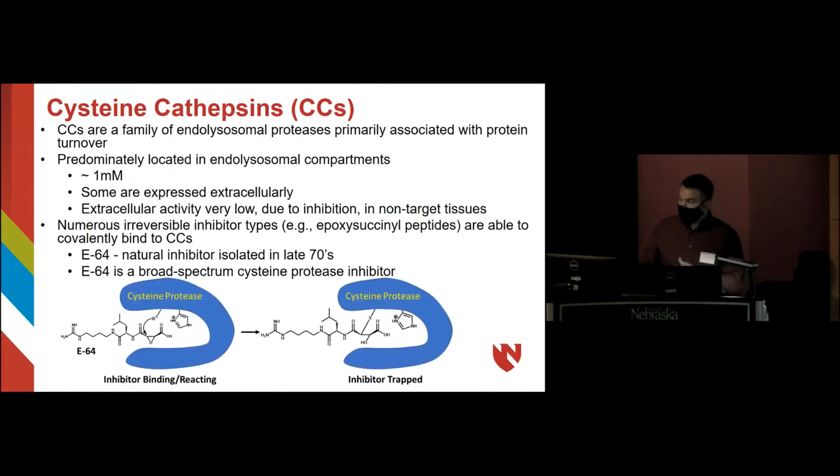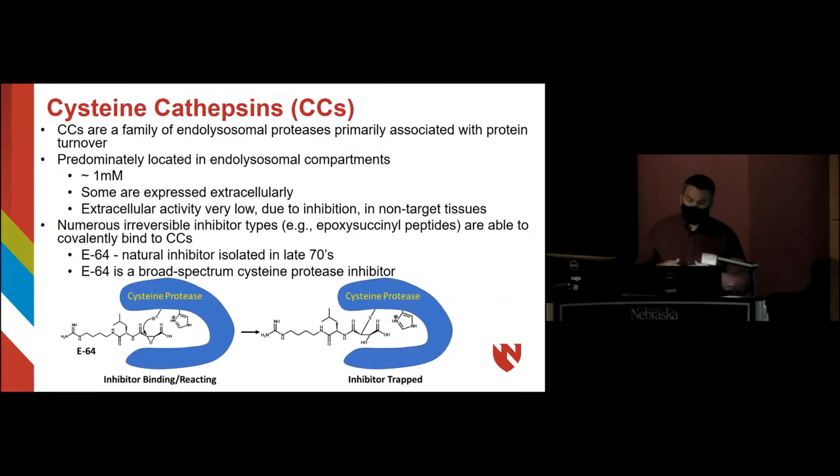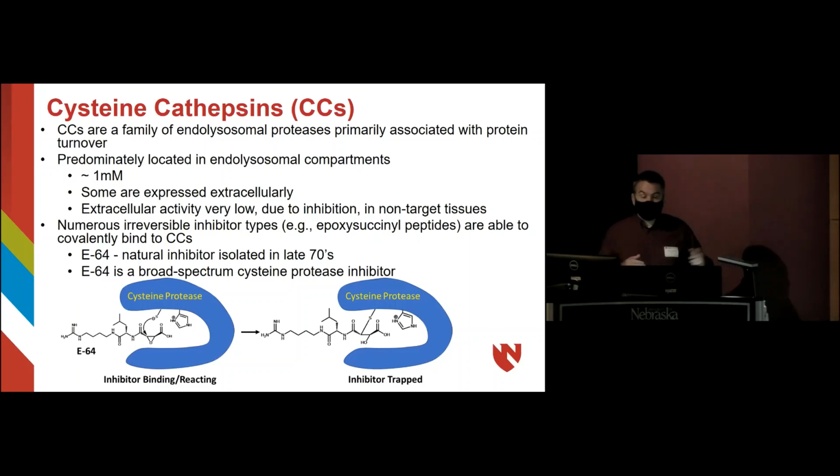So to our approach of how we're trying to increase that residence time. We're using a specific class of cysteine proteases called cysteine cathepsins. So cysteine cathepsins are lysosomal proteases that are primarily associated with protein turnover within the cell. And so in those lysosomal compartments within the cell, these are expressed at very high concentrations, 1 millimolar. Some of these cysteine cathepsins are extracellularly expressed, but their extracellular activity is very low. And that's because they're tightly regulated, as you might imagine, by a variety of mechanisms.